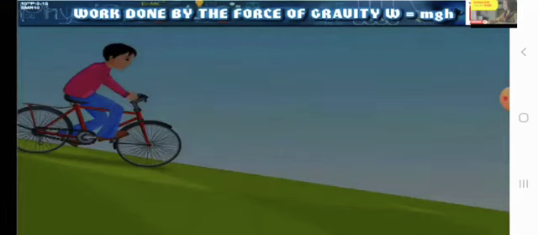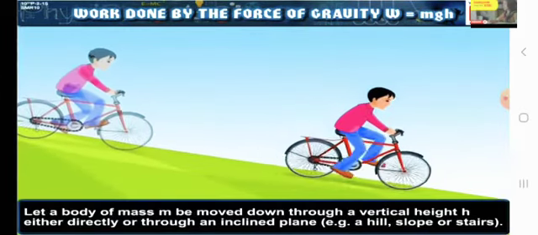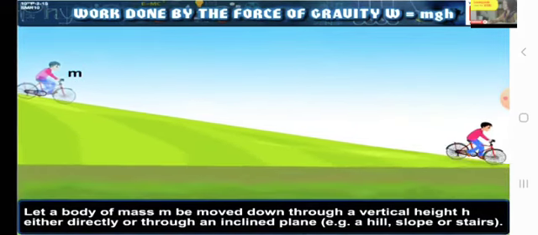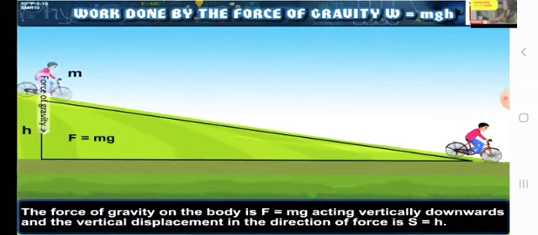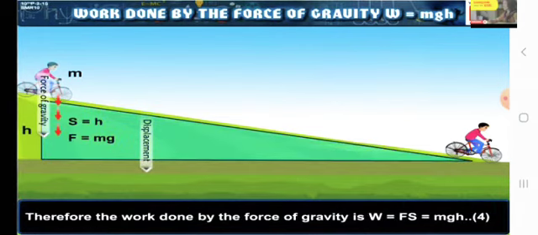Work done by the force of gravity, W is equal to mgh. Let a body of mass m be moved down through a vertical height h, either directly or through an inclined plane, for example a hill, slope or stairs. The force of gravity on the body is F is equal to mg, acting vertically downwards, and the vertical displacement in the direction of force is S is equal to h. Therefore, the work done by the force of gravity is W is equal to F S is equal to mgh. Let this be equation 4.